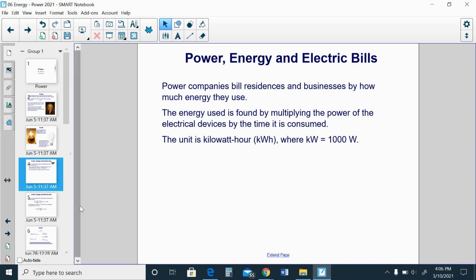Now, what power companies will do and how they bill your parents or guardians, they bill residences and businesses by how much energy they use. So the energy used is found by multiplying the power of the electrical devices by the time it is consumed. Now, the unit that they will use is called the kilowatt hour, where a kilowatt is equal to 1,000 watts.